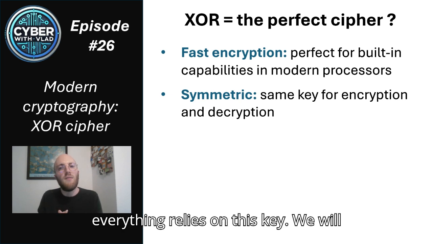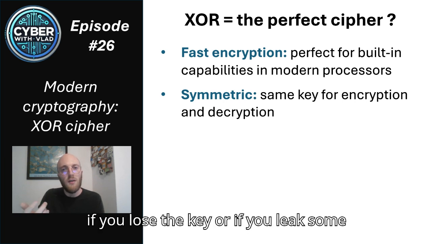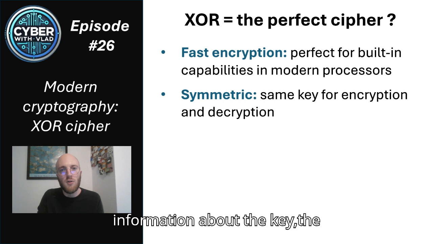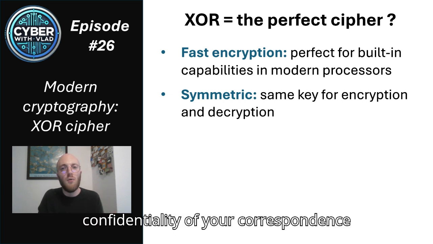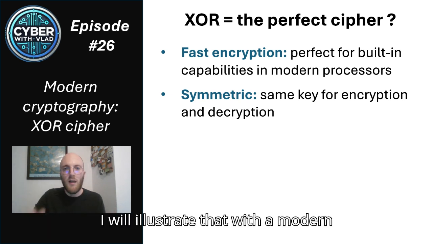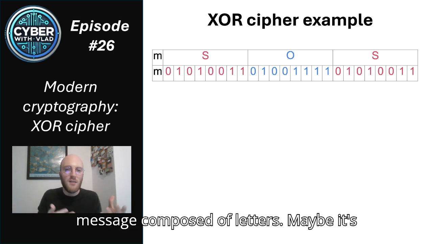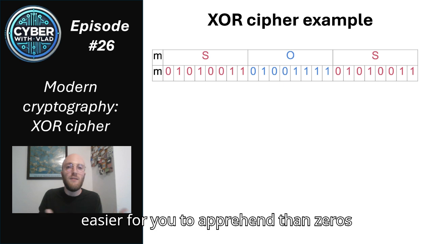Of course, then everything relies on this key. We call that a secret key because if you lose the key or leak some information about it, the confidentiality of your correspondence could be compromised. I will illustrate that with a message composed of letters, which may be easier for you to grasp than zeros and ones.